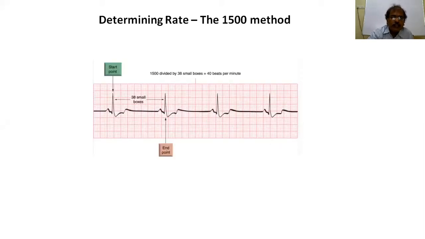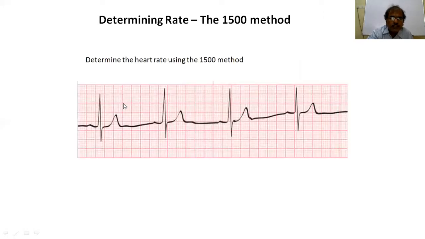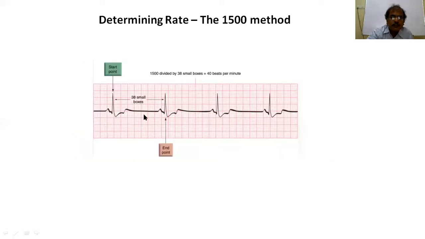Here let us see how many boxes there are. The start point is here. This is the QRS complex, which is coinciding with the first bold line. So from here to here, in between these two, you have to count the small boxes. This big box means 5 boxes, here another 5, 10, sorry. So between these two there are 38 boxes. So 1500 divided by 38, the rate comes to be around 40 beats per minute.